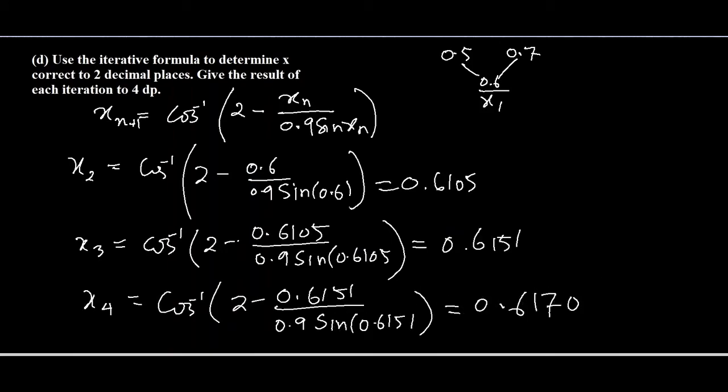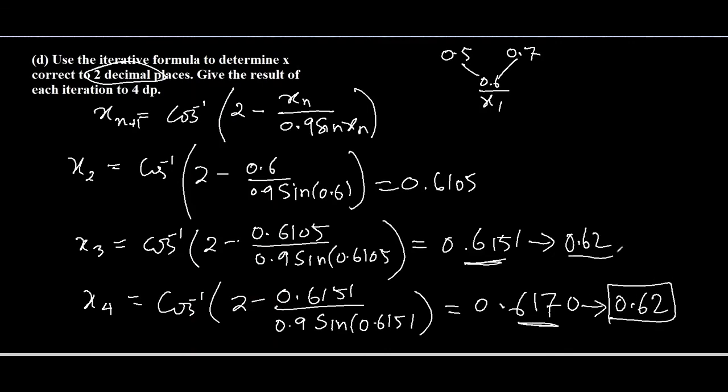So we can see that x3, if I round off to 2 decimal places, which they are saying we should do, comes out to be 0.62. And 0.617 also rounds off to 0.62. Since we are stabilizing around 0.62, 0.62 is the solution of this particular iterative formula.